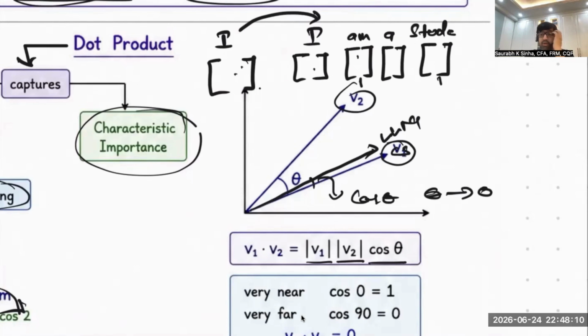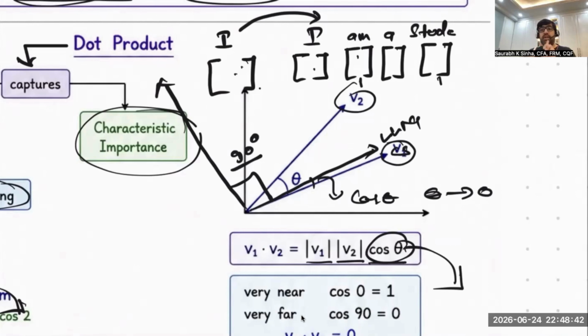However, if they are not related to each other, they're far apart. They're orthogonal to each other, as in they are in two different vector spaces. Or you can simply say that there is a 90 degree angle between them, orthogonal to each other. If you do cos 90, then it will become 0, which is telling you that they are orthogonal to each other. There is no relationship between vector 1 and vector 2. There is no semantic relationship or nearness between vector 1 and vector 2.